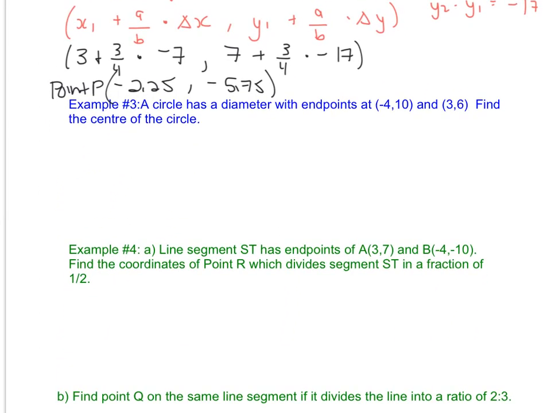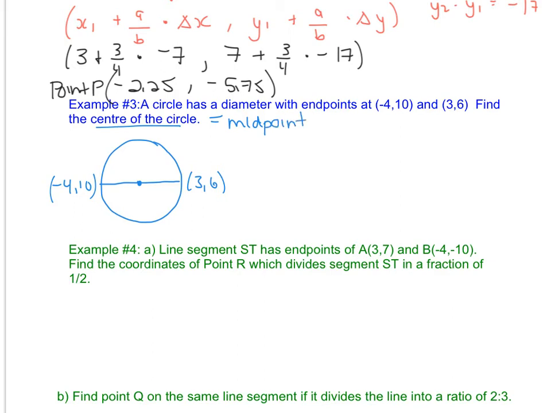A circle has a diameter with endpoints at negative 4 and 10 and 3 and 6. Find the center of the circle. Well, if I'm finding the center of the circle, that means the midpoint. So I can use the midpoint formula. So midpoint is equal to x1 plus x2 divided by 2, y1 plus y2 divided by 2.